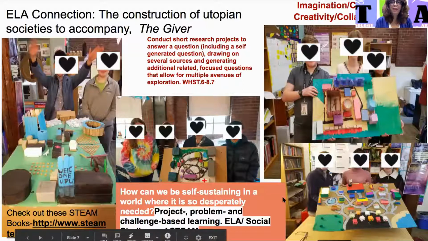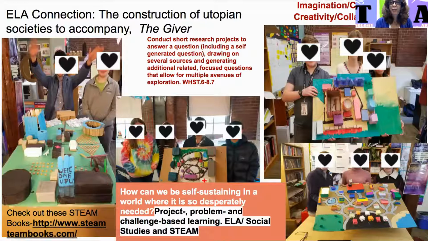Okay, so this is my ELA connection, the construction of utopian societies that accompanied The Giver. This involves imagination and critical thinking, creativity, and collaboration. Students worked in teams after conducting some short research, answering some questions, drawing on the sources of the book and some other sources that were provided for them. And then they focused their questions on their society and what their society would include. So they had to come up with transportation and government and education and sustainability.